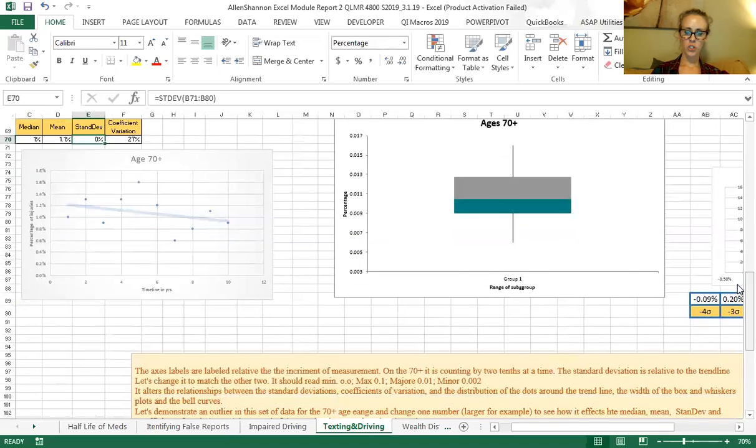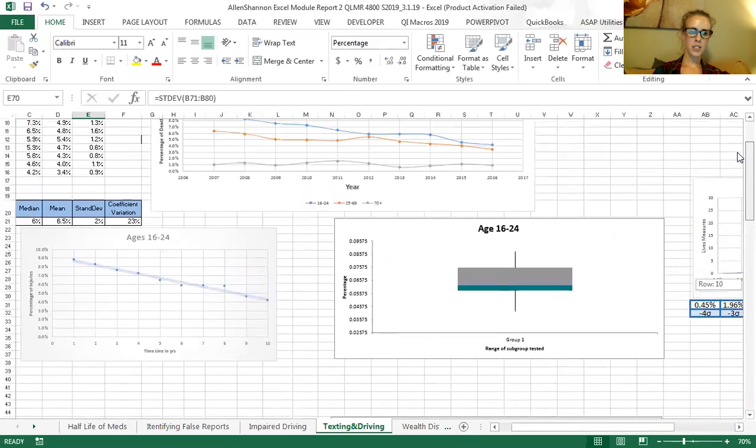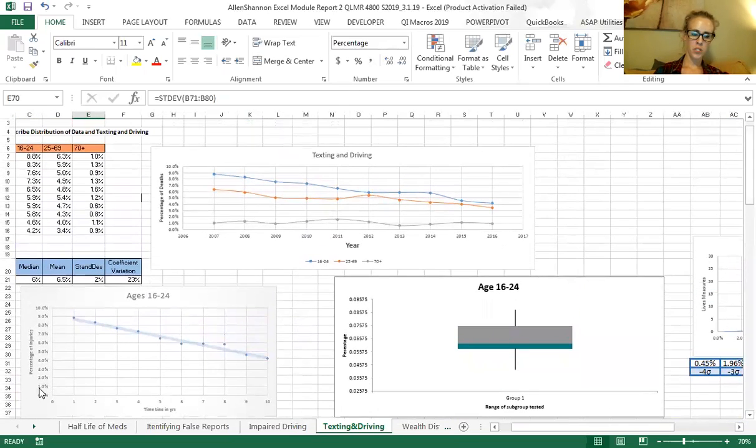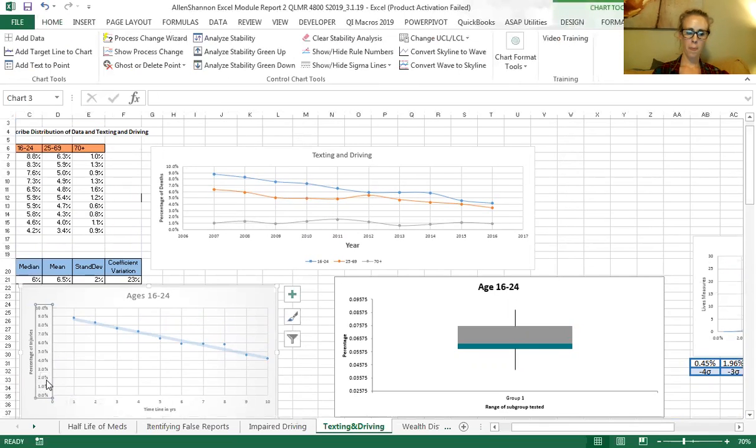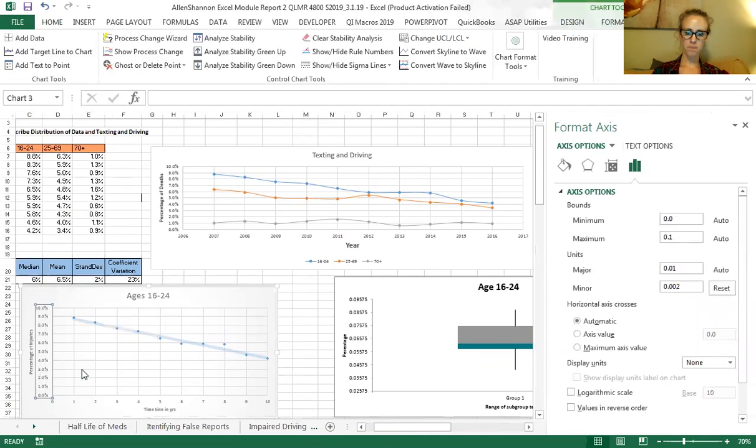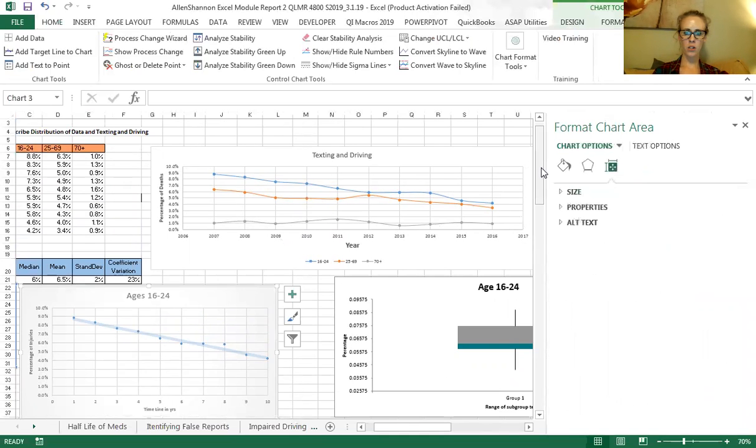So let's change the 70 plus category to match. If you'll notice on the y-axis, the percentage is similar: 0, 1, 2, 3, 4, and so on and so forth. Let's open one of these up so you can see what I'm saying. We're going to format the axis. The minimum is 0, the maximum is 0.1, the major unit is 0.01, and the minor unit is 0.002. This helps keep our information tight together and gives a more accurate reading.